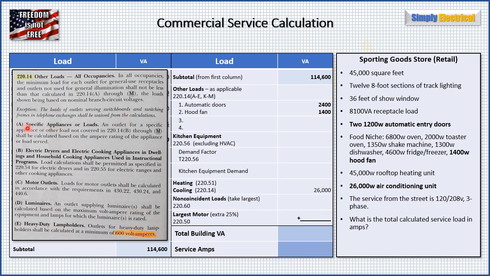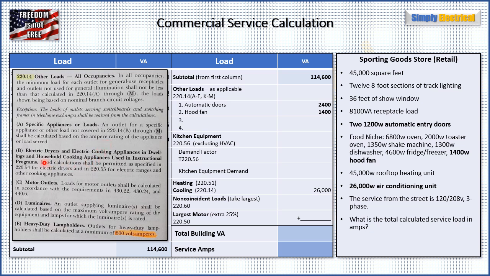All right, A says specific appliances or loads. An outlet for a specific appliance or other load not covered in 220.14B through M shall be calculated based on the ampere rating of the appliance or load served. So this is just saying anything that's not covered in the next several sections here, this applies to everything else. An outlet for a specific appliance or other load, that's pretty general. It means pretty much anything. So if it doesn't apply to B through M, it's probably going to get covered here. And it just tells you that it's going to be based on the ampere rating of the appliance or load served. Pretty straightforward and pretty intuitive.